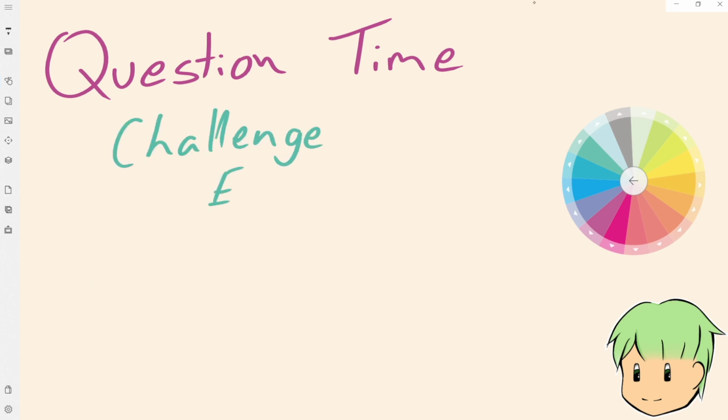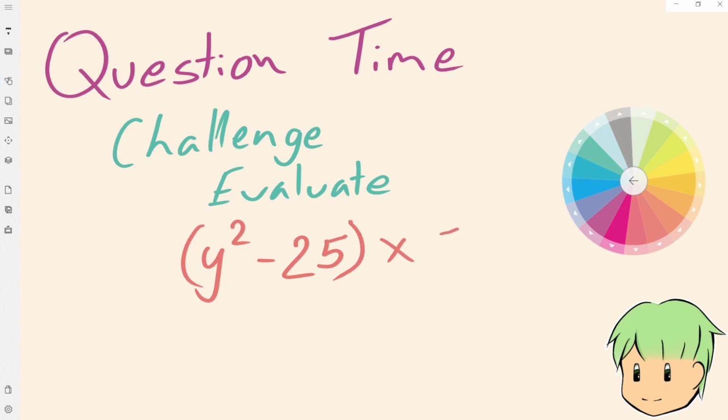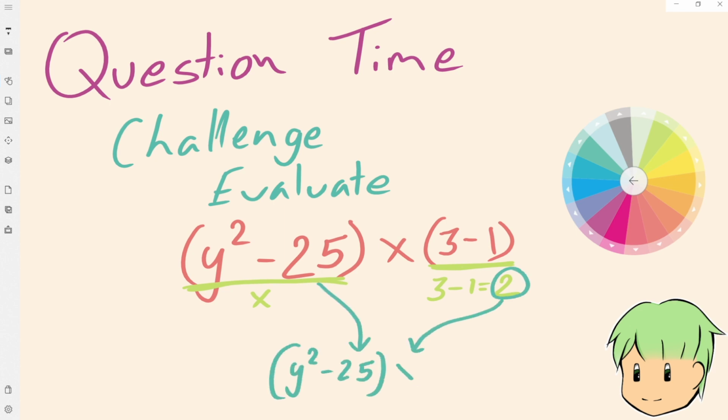Now let's do a challenge. Evaluate the expression y squared minus 25 in brackets times 3 minus 1 in brackets. Like we've done before, parentheses come first. You can't simplify y squared minus 25 because you don't know what y is. And 3 minus 1 is 2. So the question becomes 2 times y squared minus 25. What if y equals 6? Work it out and check your answer.